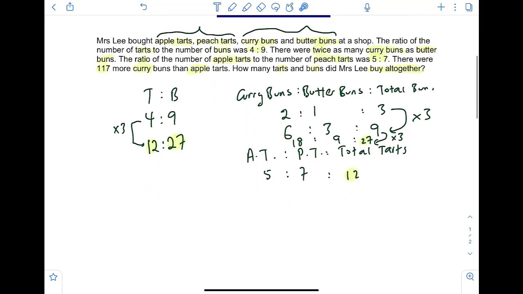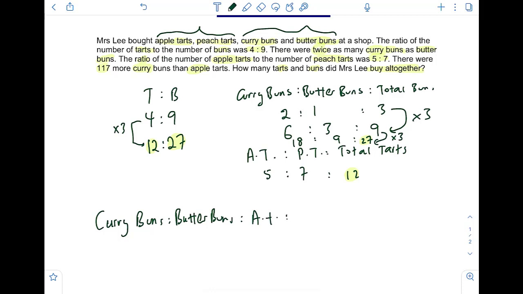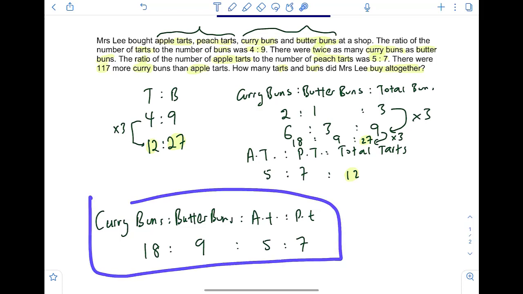Okay, so let's write the ratios all together. So we have curry buns, we have butter buns, we have apple tarts, and we have peach tarts. Okay, so this will be 18:9, 18:9 is to apple tarts 5 and 7, 5:7. Alright, so this is the final ratio that we should be working with.